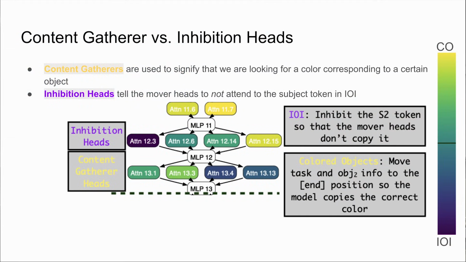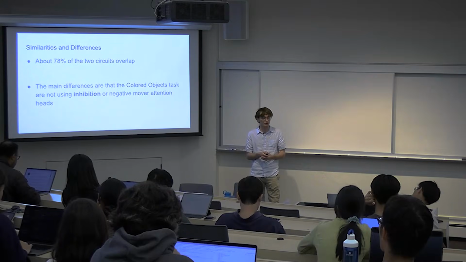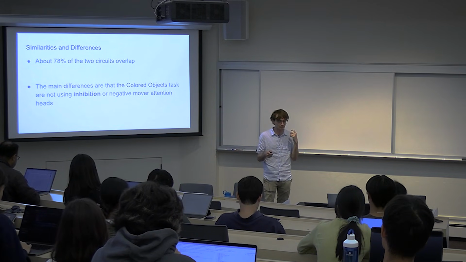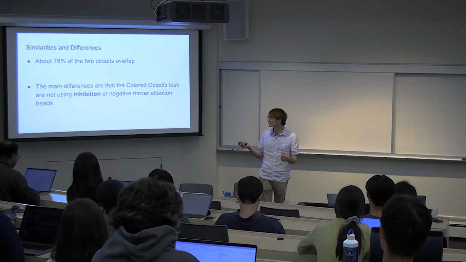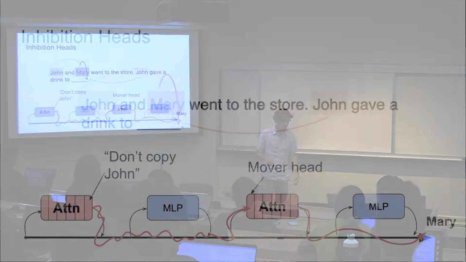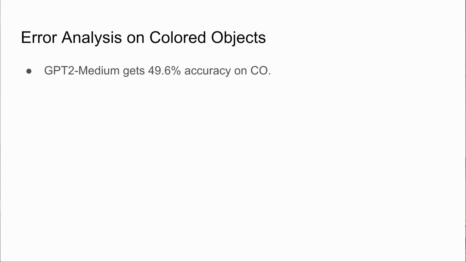And I think what's interesting is that the places where they're different are overlapping in the layers. So there's maybe a bit of crowdedness that's not able to use both. With our naive overlap metric, about 78% of the circuits overlap, they're about the same, with a couple of differences, particularly in the inhibition heads not activating in the colored objects task. So here they are again, in case you missed it. This is the kind of signal that's not showing up.